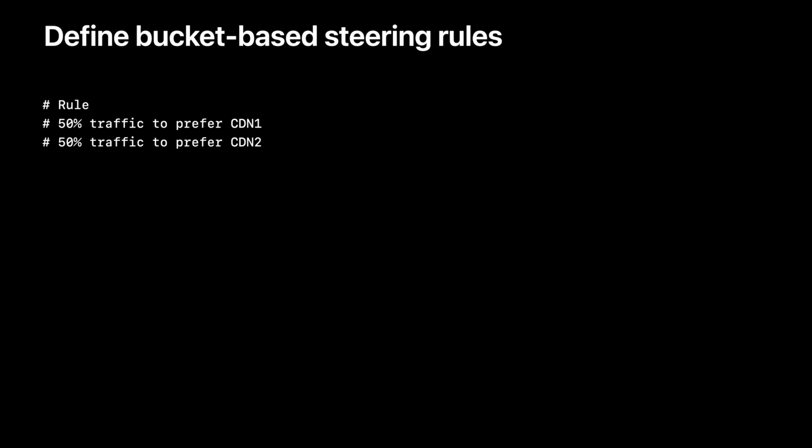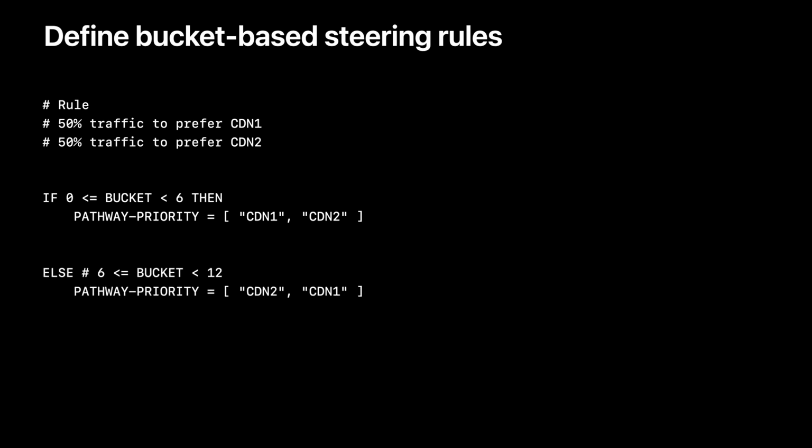Now let's take a look at a simple bipartition steering rule. In this case, we want to steer 50% of traffic to prefer CDN1 and the other 50% to prefer CDN2. We can write such a rule in terms of the bucket number. If the client player's bucket number falls in the first 6 buckets, we return a steering manifest with pathway priority that prefers CDN1, and otherwise return one with pathway priority that prefers CDN2. Since clients are assigned to buckets uniformly, dividing the 12 buckets into 6 and 6 can bipartition the traffic evenly.